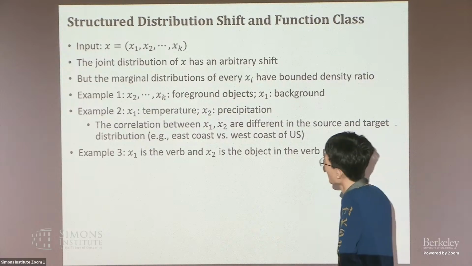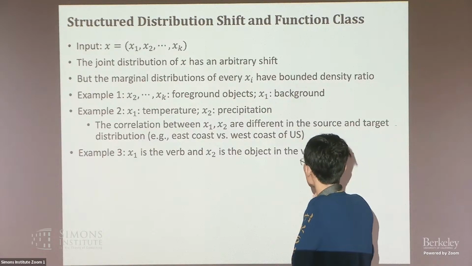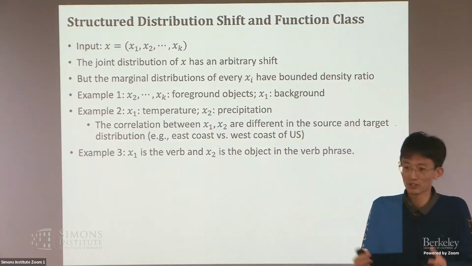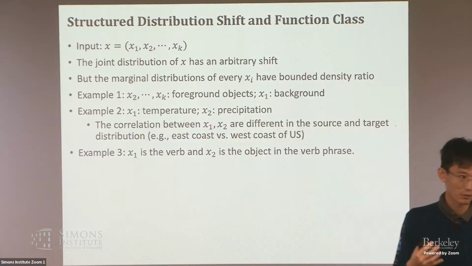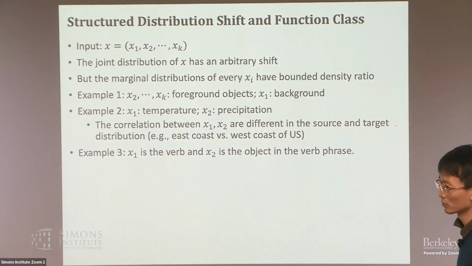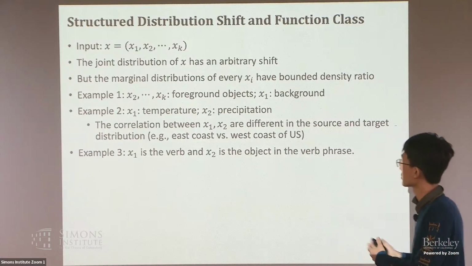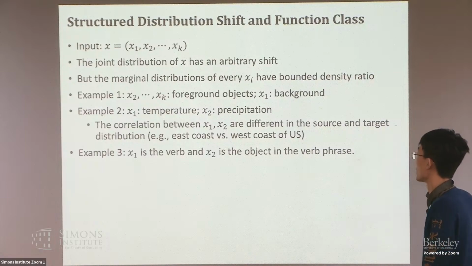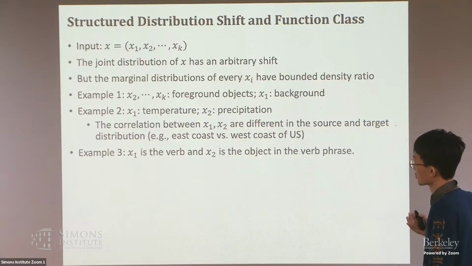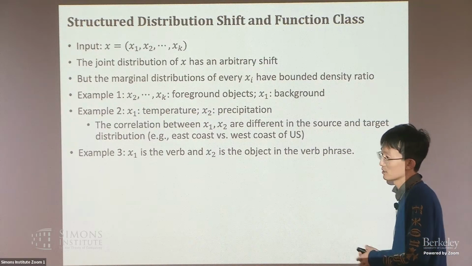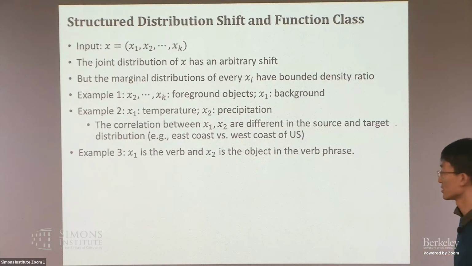And some of the examples I came up with are just stories about potential applications. For example, you can say x2 up to xk are the foreground, and x1 is the background. And the distribution of the background and foreground don't really shift, but the combination of the background and foreground does shift. So maybe there's a different correlation between the foreground and background in training and test, or maybe temperature and precipitation. The correlations between X1 and X2 are different in the source and target distribution, but the marginals of X1 and X2 have bounded density ratio guarantees.